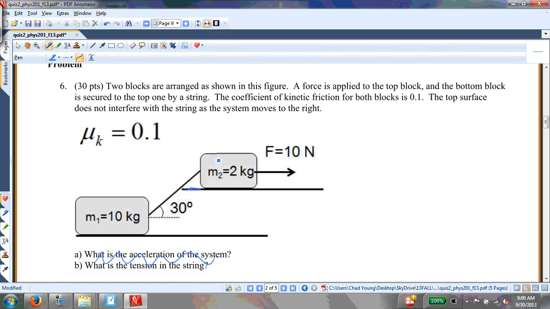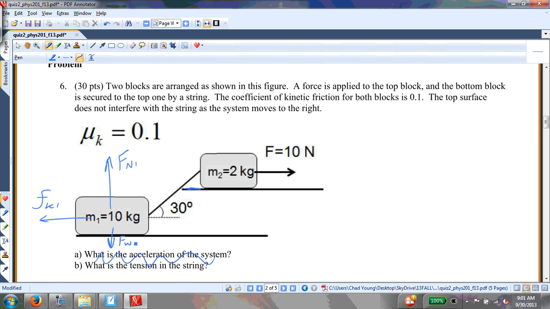You're going to have two sets of vectors. I'll label them here. This will be Fn1. That's the normal force on the first block. This will be Fk1. Notice that the two blocks, since they have different weights, they're going to have different normal forces, and they're also going to have different kinetic friction. So you have to differentiate between those.